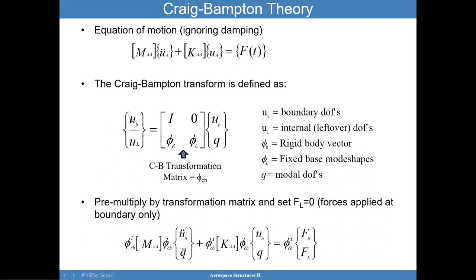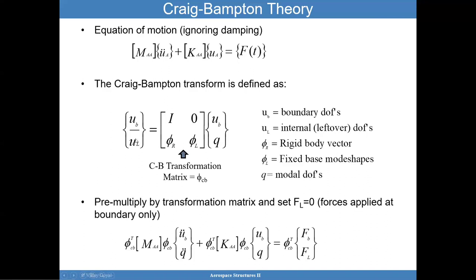Now, you can see here that I need the identity matrix here and zero here because I have UB and I want to get UB here again. So multiply this column with this row, this row with this column, and you get UB. So that's why I need that. And the second row I have UL, which is phi r times this number, and then plus phi l times this number. So hopefully that's clear to you.